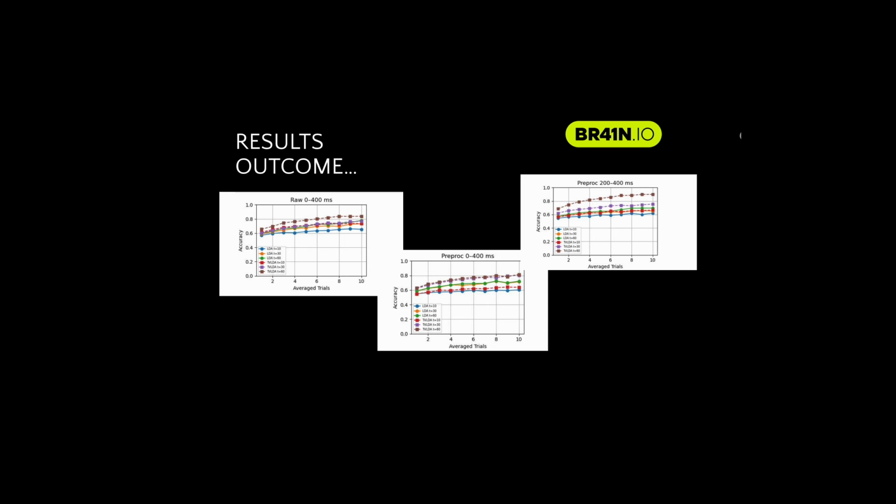One is raw, from 0 to 400 milliseconds. One is pre-processed, where we applied a 0.1 to 30 hertz bandpass, a 50 hertz notch, and a baseline correction. And the third is the same but for a 200 to 400 millisecond window.